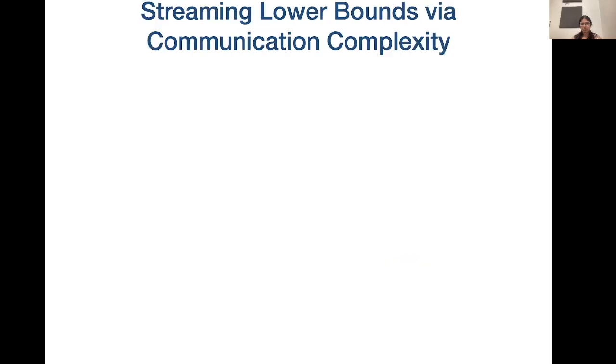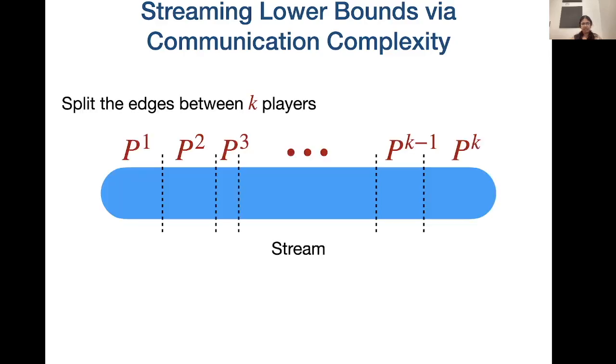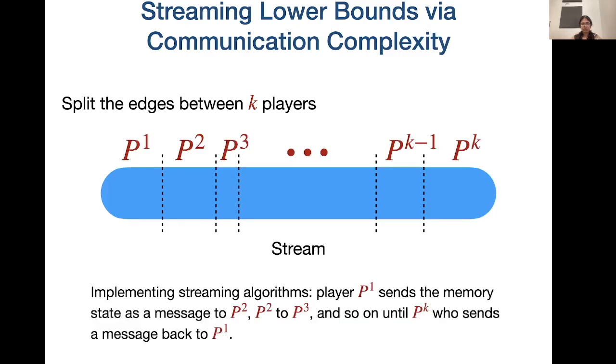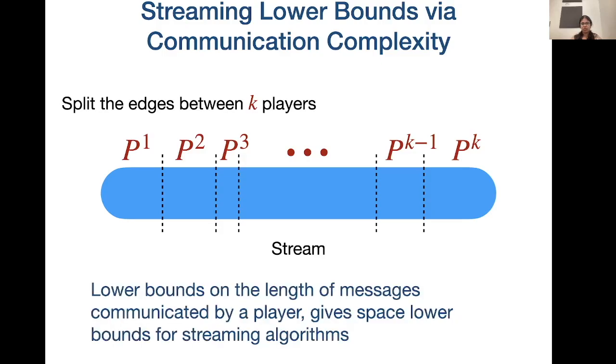Semi-streaming lower bounds are usually proven via communication complexity. Here, the edges are split between k players. These players can actually implement any semi-streaming algorithm because player 1 can just run the algorithm on the edges given to them and send the memory state to player 2, who can then run the algorithm on the edges given to them, continuing from the state sent by player 1, and then send the memory state to player 3. This way, the algorithm can be run on the edges given to all the players for one pass, and at the end of one pass, player k can send the memory state back to player 1 for the next pass. So, any lower bound on the length of the messages communicated by these players to solve a particular problem gives space lower bounds for streaming algorithms also for the same problem.